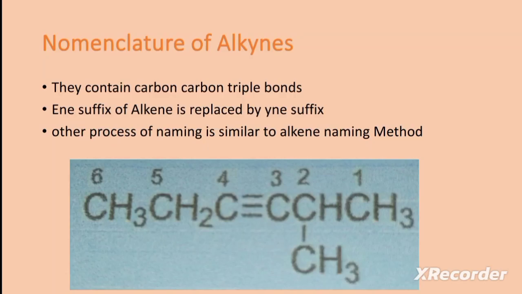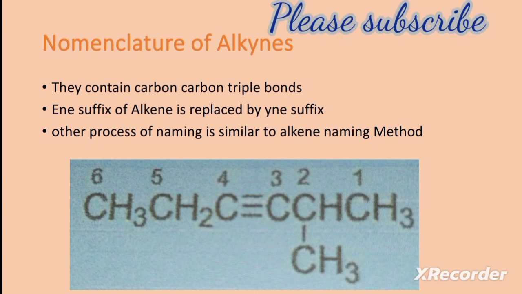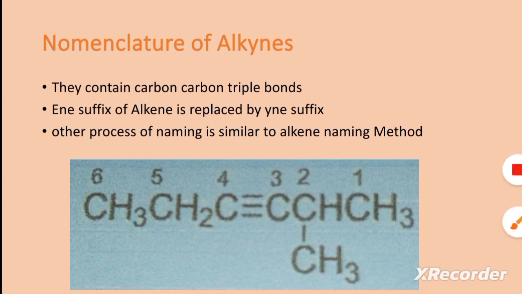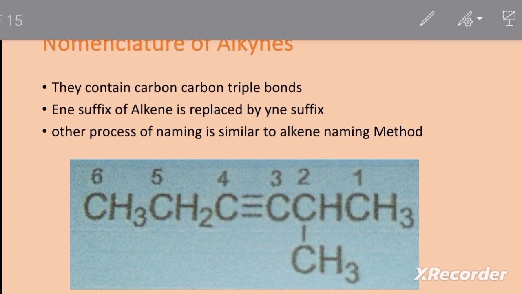Right? Then we will move to the nomenclature of alkynes. They contain carbon-carbon triple bonds. The ene suffix of alkene is replaced by the yne suffix. The other process of naming is similar to the alkene naming method. So here we will name this alkyne. We should number in such a way that the triple bond gets the lowest number.